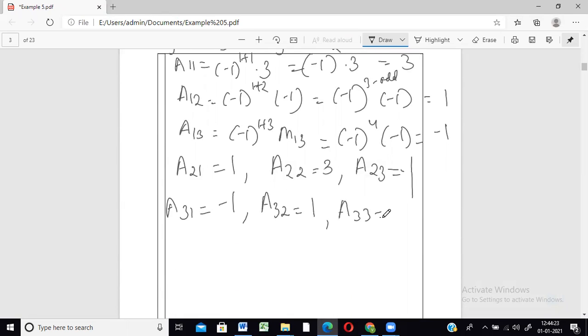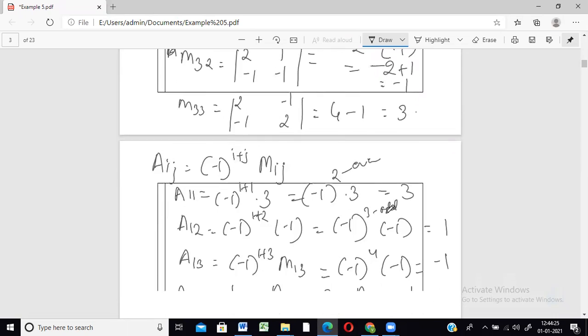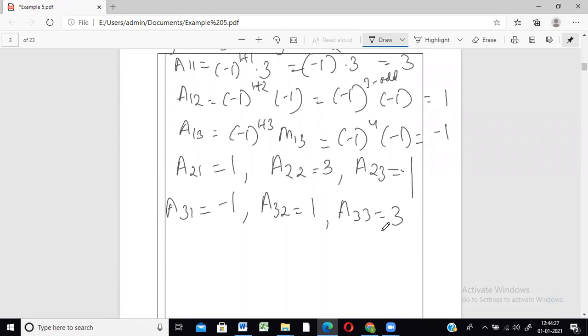What is a33? 3 plus 3 is 6. So that's okay. So these are the values. These are the cofactors we have got: 3, 1, -1, 1, 3, 1, 1, 1, 3. Just a second. So -1, 3. Okay. So these are all the cofactors we have got.